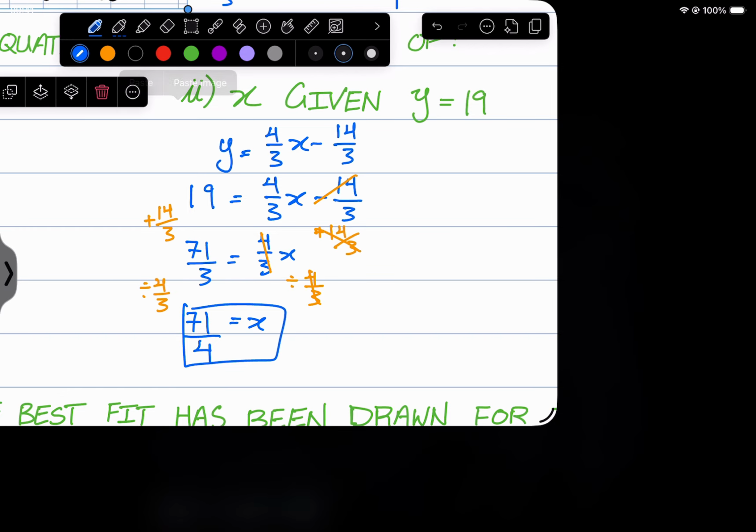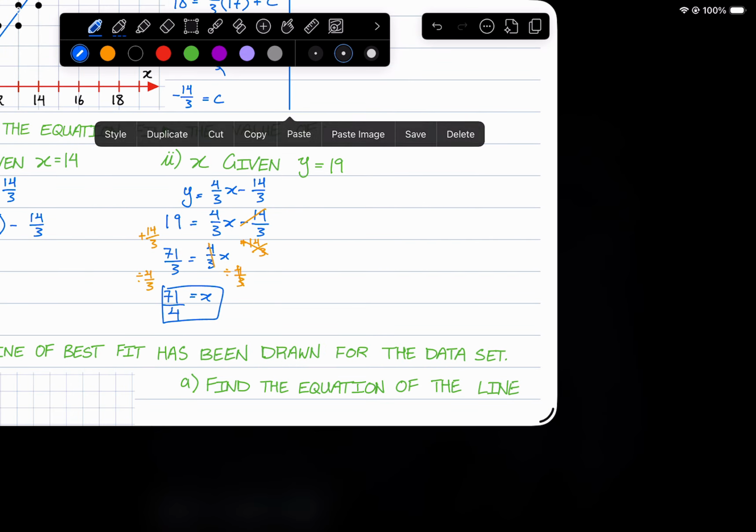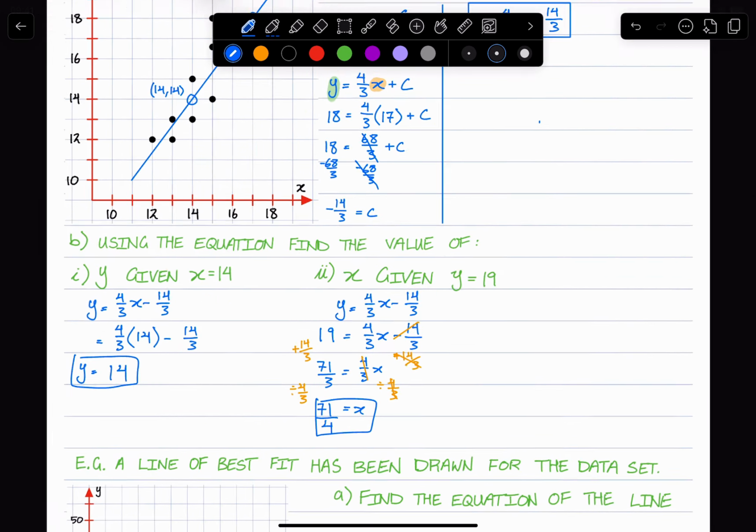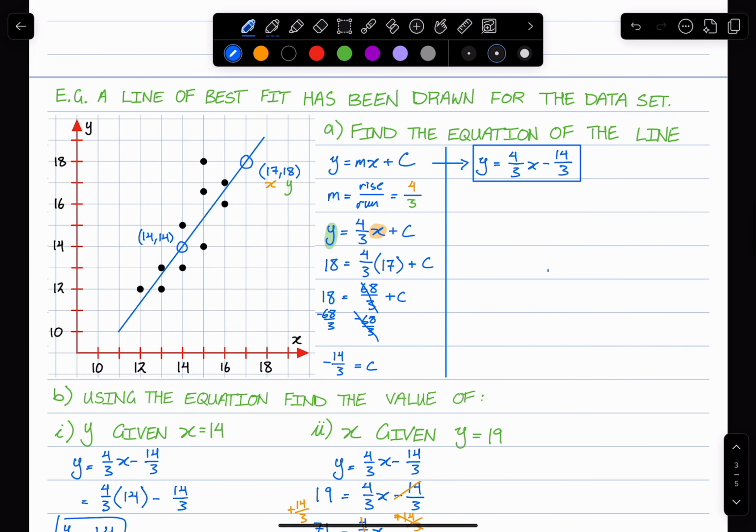So I hope that's given you an insight into finding the equation of a line of best fit and using the equation to solve some problems.